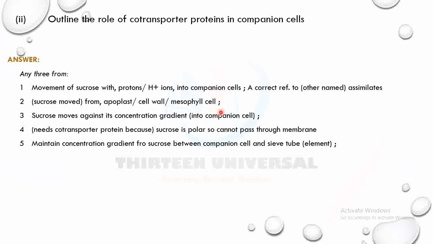Sucrose moves against the concentration gradient. Because it says outline, at least the major effect: it needs a co-transporter protein because sucrose is polar. Yes, that's one of the reasons why it needs it. It's polar, so it cannot pass through the membrane. Maintain the concentration gradient of sucrose between the companion cell and the sieve tube. That's one of the things that happens. So sucrose moves into the companion cell, and from the companion cell, it diffuses into the sieve tube element. All right, just 3 marks.